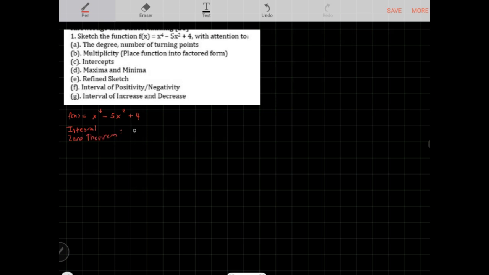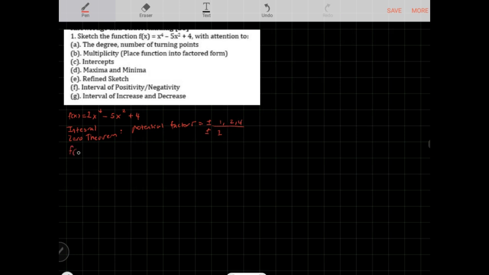So some potential factors here, we're going to be looking at the factors of the constant, which is 4, so 1, 2, 4, over plus or minus the factors of the leading coefficient. In this case it's 1. So these are some values that we can test out.